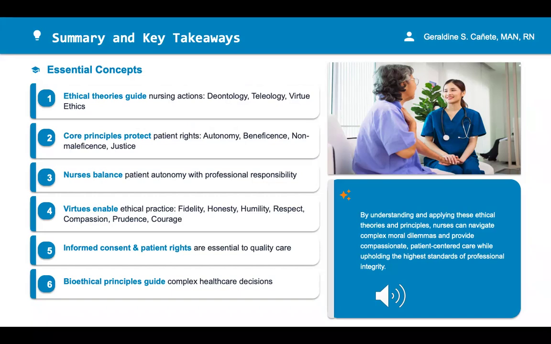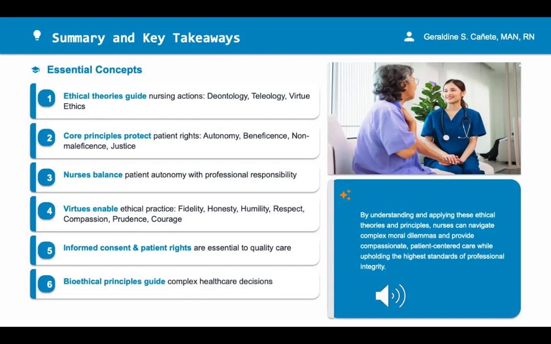So as we conclude, I don't want you to remember this session as a list of theories and principles. I want you to remember how they work together. Like for ethical theories that guide nursing actions. Ethical theories, whether deontology, teleology, or virtue ethics, give us the lens through which we evaluate actions. They shape how we reason. They influence how we justify our decisions. They help us move from instinct to disciplined moral judgment.